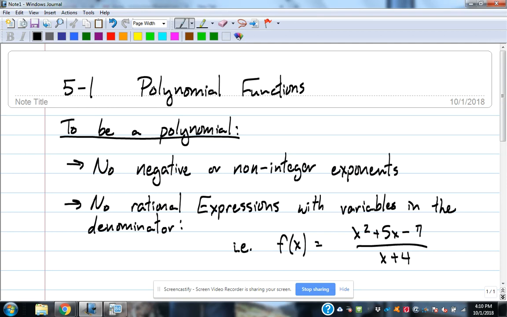So technically this is x plus 4 to the negative 1, but it's being multiplied by here. So it fits this, but we can more generally say rational expressions because this could end up being something like a bigger polynomial in the bottom part of that. So no fractions with x's in the denominator at all to be a polynomial function.